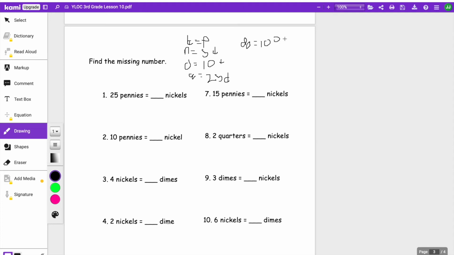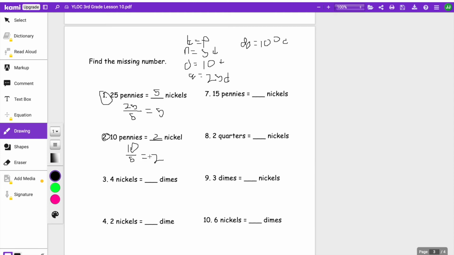So with knowing this conversion, for number 1, 25 pennies is equal to how many nickels? Well, 25 pennies is 25 cents, and 1 nickel is 5 cents. You do 25 divided by 5, and your answer should be 5. So 25 pennies is equal to 5 nickels. Then for number 2, 10 pennies is equal to how many nickels? Again, 10 cents divided by 5 cents is equal to 2 nickels. So your answer would be 2 nickels.